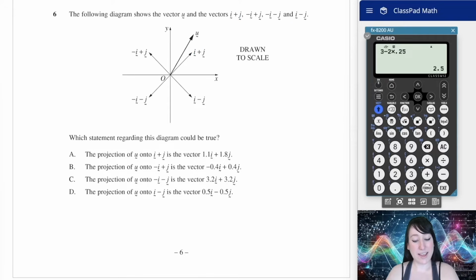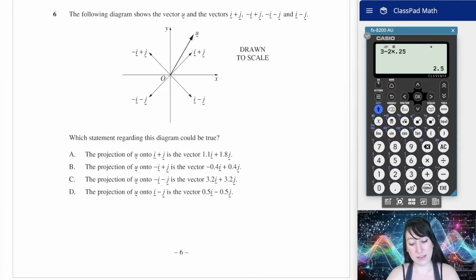Question 6. The diagram shows the vector u and the vectors i plus j, -i plus j, -i minus j, and i minus j. Which statement regarding this diagram could be true? The options all involve the projection of u onto one of these vectors. So let's take a look at each of the options. Option A is the projection of u onto i plus j is the vector 1.1i plus 1.8j. So what would the projection of u onto i plus j look like?